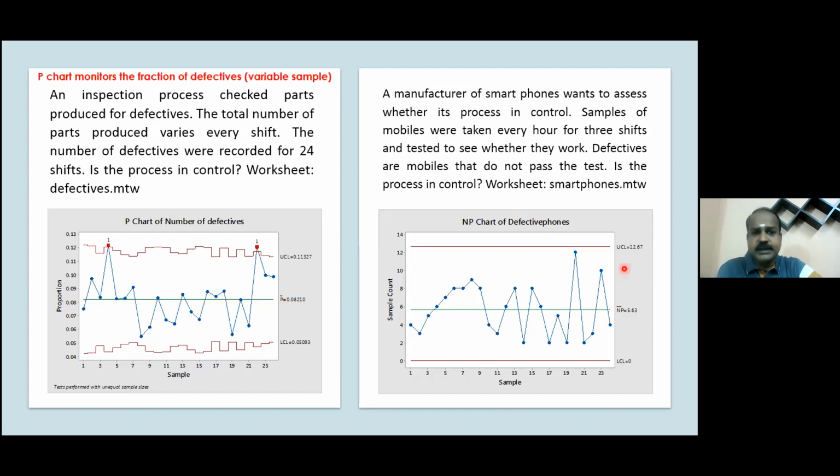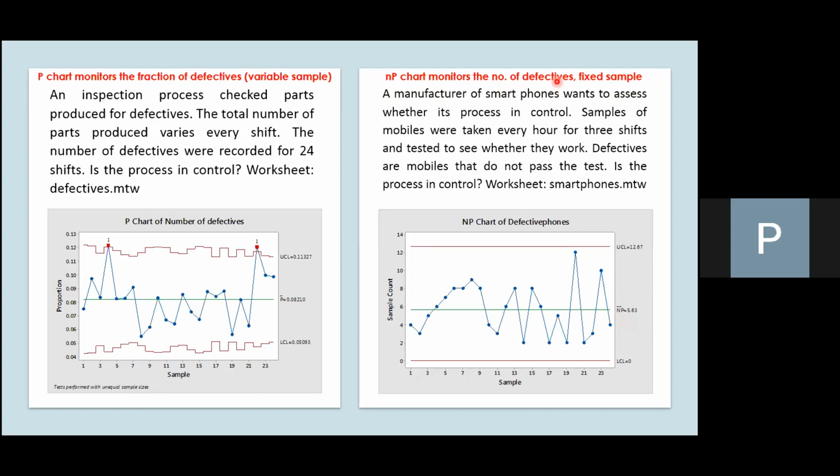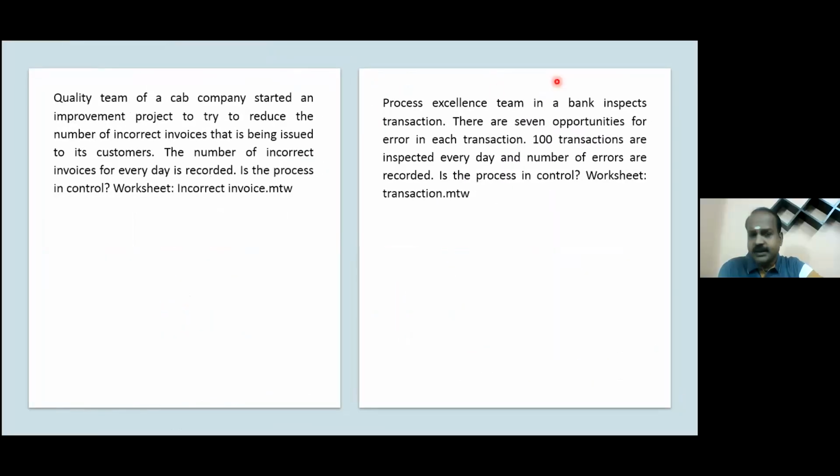So the P chart monitors the fraction of defectives. However, your NP chart monitors the number of defectives. Since you multiply the P bar by the number in the subgroup, you get the number of defectives. Of course, this may not always be a whole number, but it will tell you the number of defectives in every subgroup. Right.